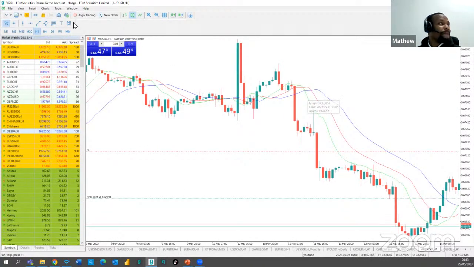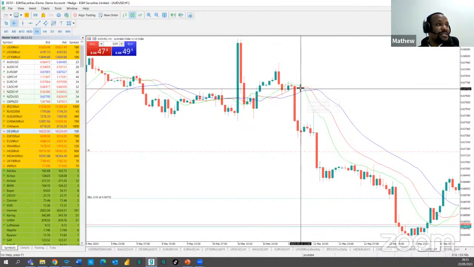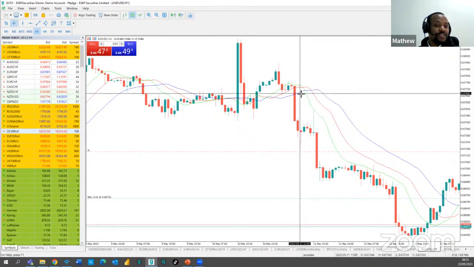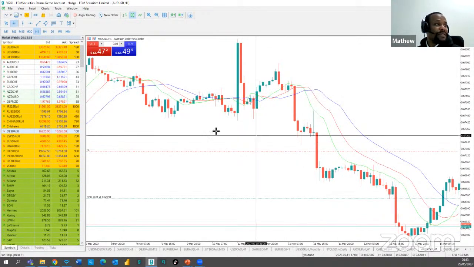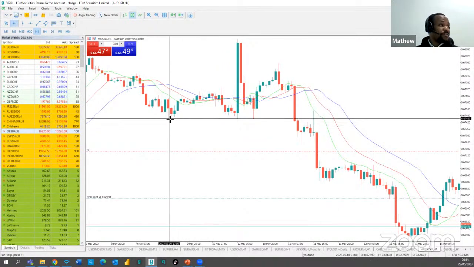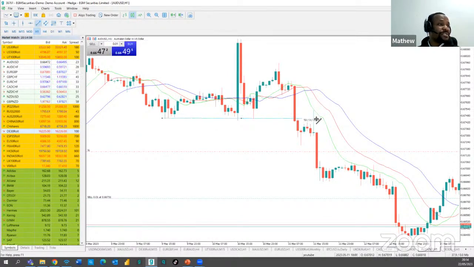We had the crossover down of this alligator. The lips crossed the teeth and the jaw, and after that we had a very strong move to the downside. Okay, if someone was looking out for the basic range indications, like for example support, the price broke to the downside, pulled back a little bit, tested that line, and then you have this crossover, these alligators going to the downside, then we have a strong downward move.